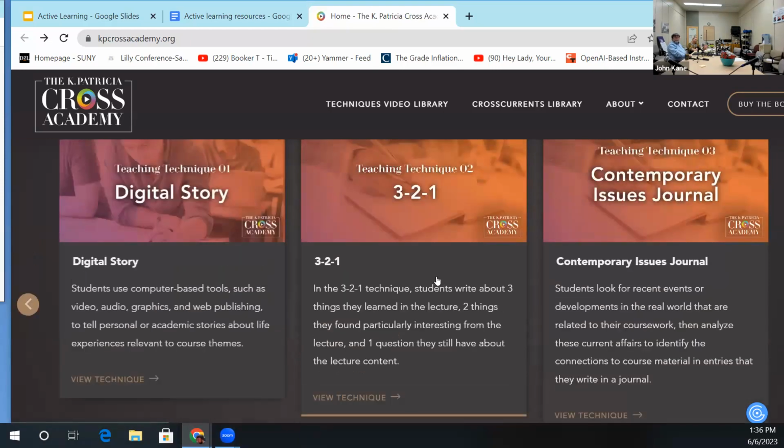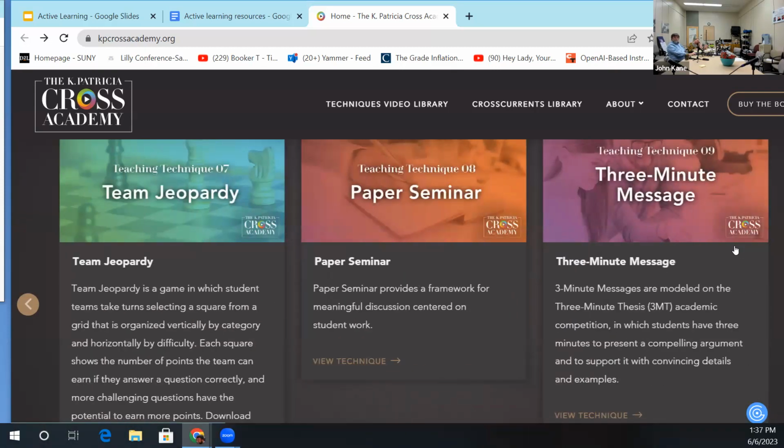This is a technique which many people have been using recently, the 3-2-1 approach, which you can use as an end of class activity, as a 1-minute paper type thing or something similar, where students write about 3 things they learned, 2 things they found interesting, and 1 question they still have about the content if you're doing a lecture. It's a nice simple way of adding an interactive component when you do have lectures in your class. You could have students create a contemporary issues journal and so forth. And there's many, many more here, as you can see.